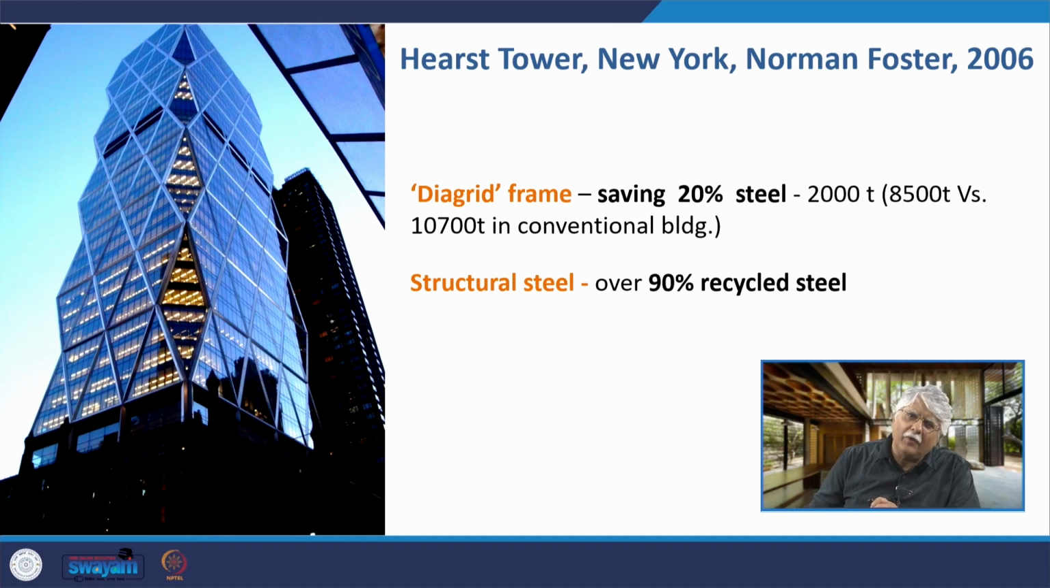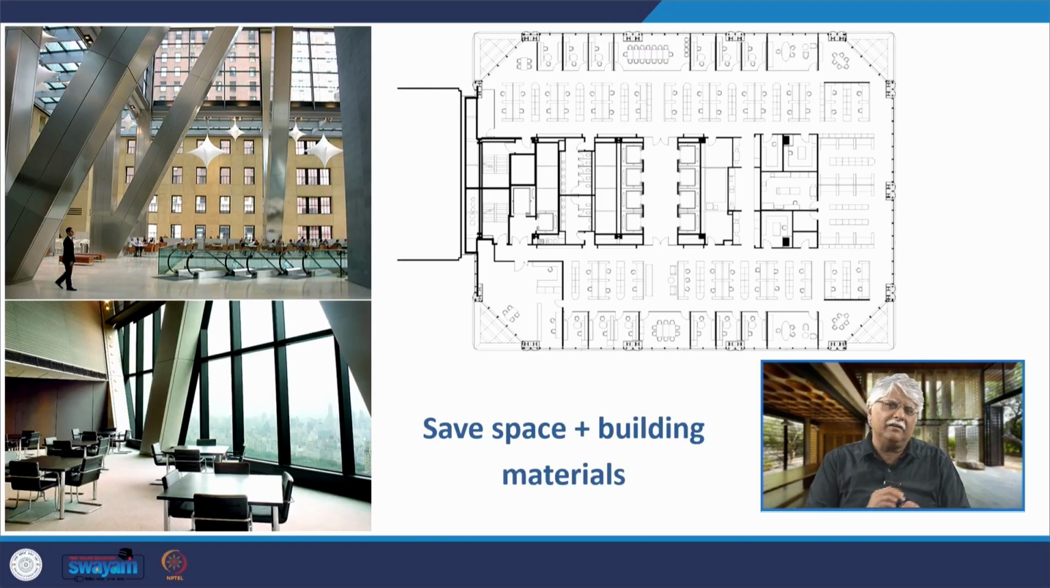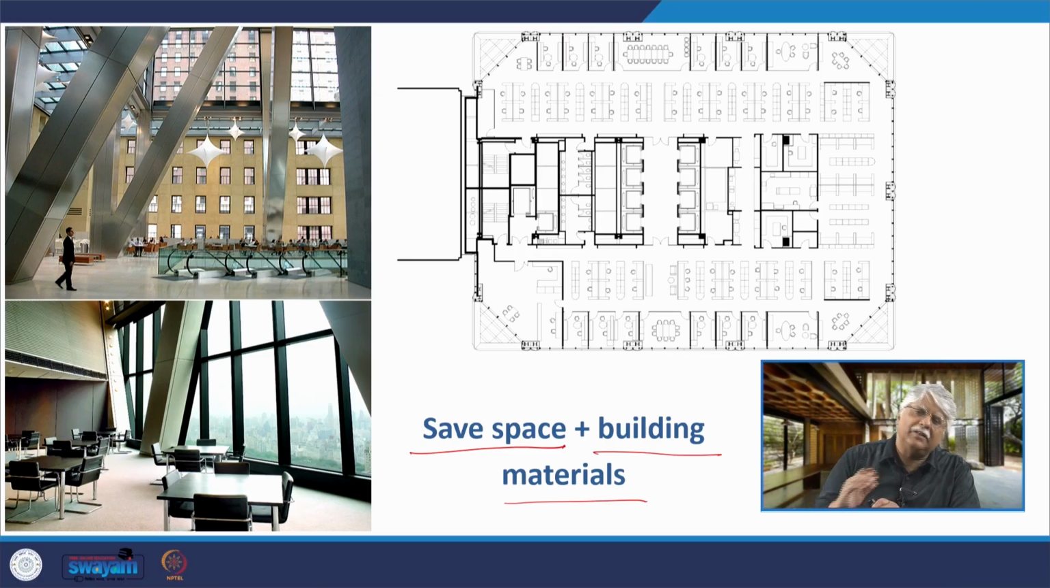So the requirement of the steel in a conventional building went down by nearly 2000 tons, and of the structural steel, over 90% used in this building was recycled steel. So we both save on space, as I showed you in the 170 Amsterdam building, and we save on building materials. So in the Hearst Tower, the same thing is happening.